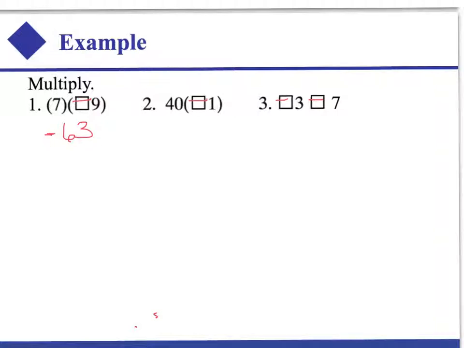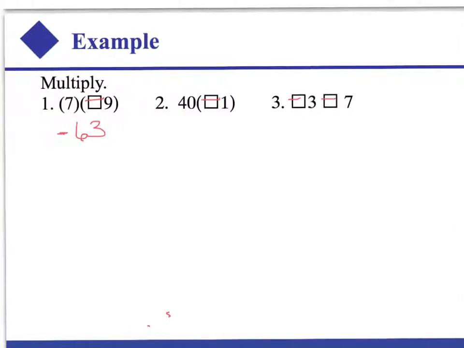So let's look at 40 times negative 1. 40 times 1 is 40. Because we only have one negative sign, our answer is negative 40.